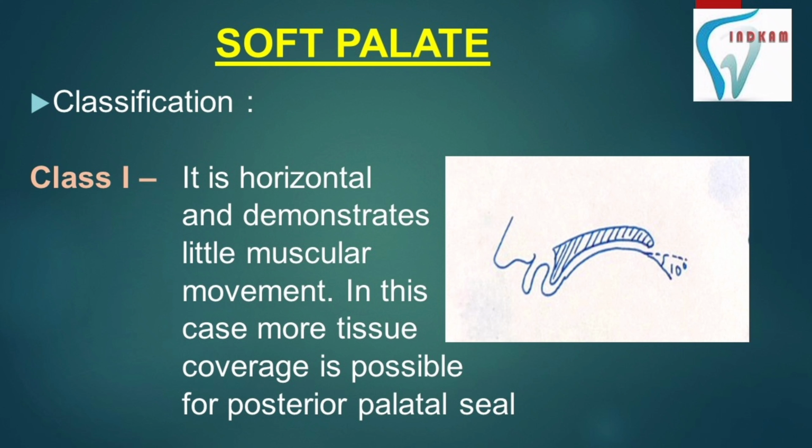Coming to the soft palate, it is also classified in 3 classes. Class 1. It is horizontal and demonstrates little muscular movement. In this case, more tissue coverage is possible for posterior palatal seal.